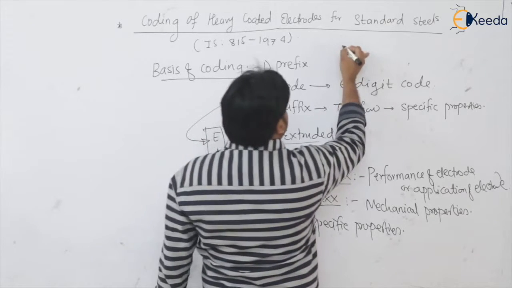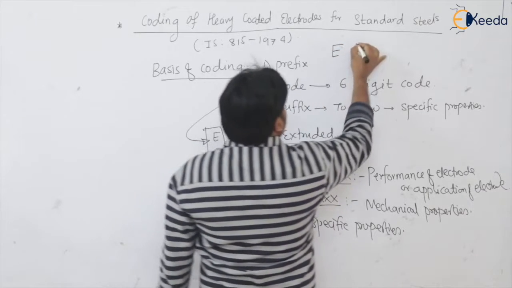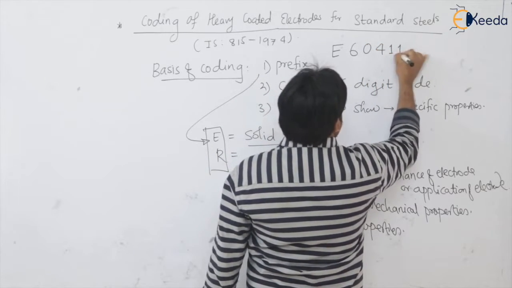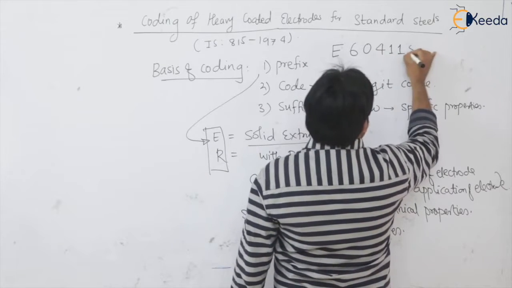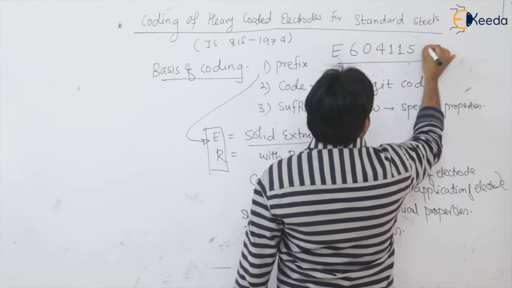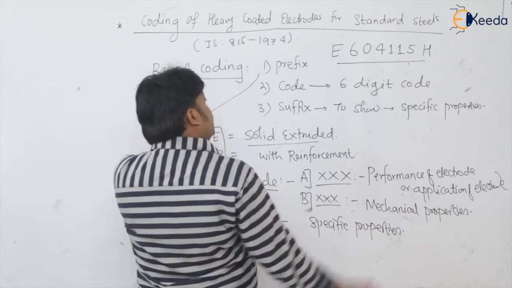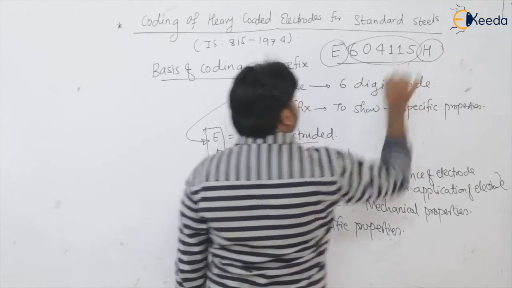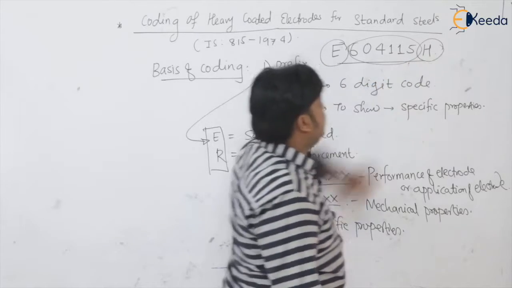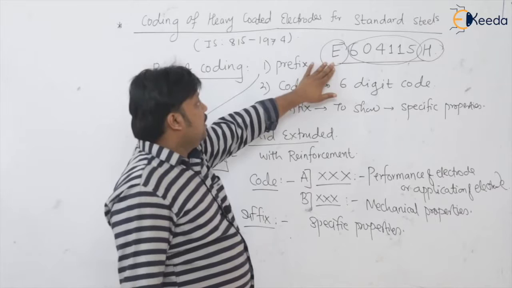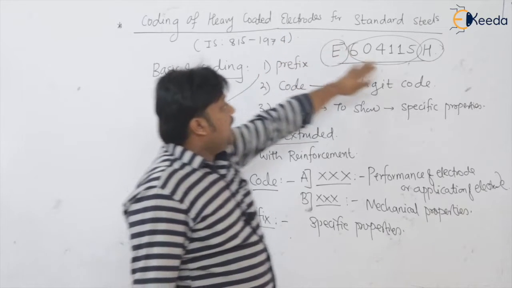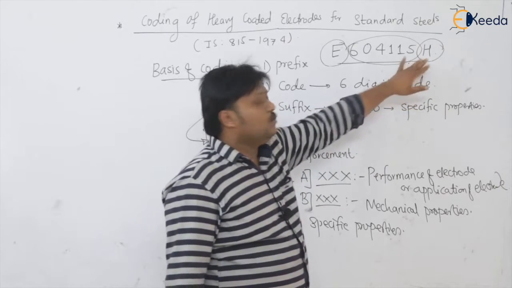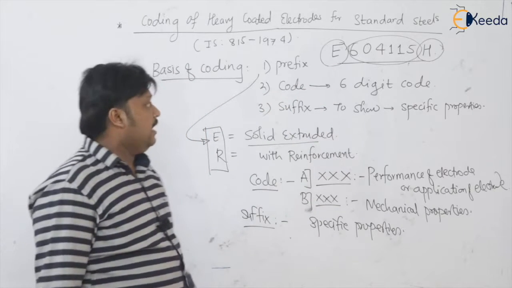So for example, I take E60411, and here I write H. These are the actual coding digits, this is the prefix and this is the suffix. So this is the solid extruded electrode having the hydrogen content coating, a hydrogen coated electrode. Like that we can have.